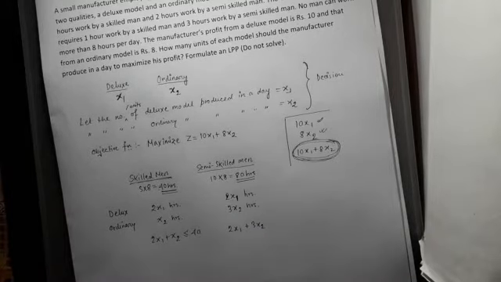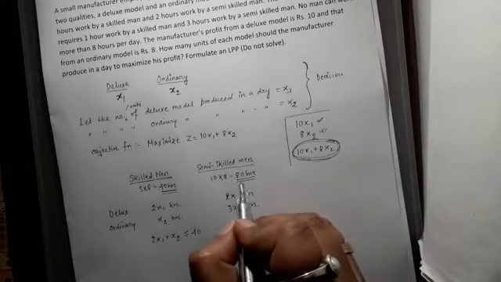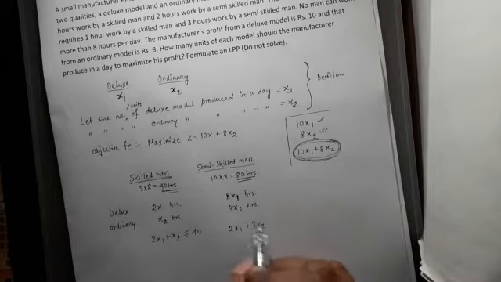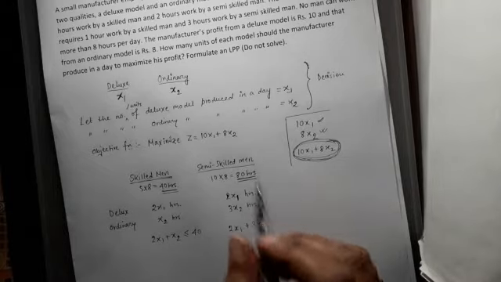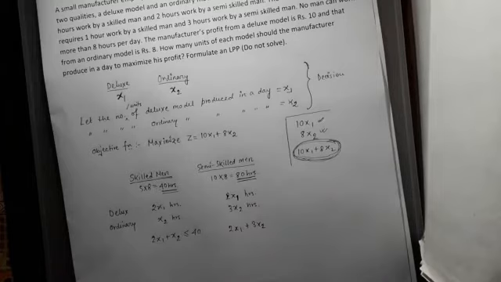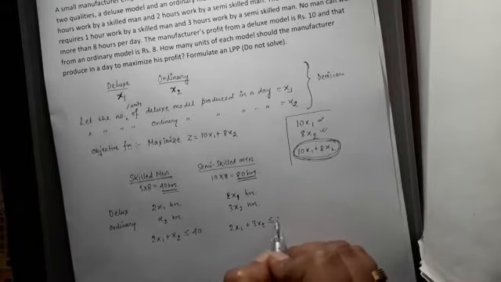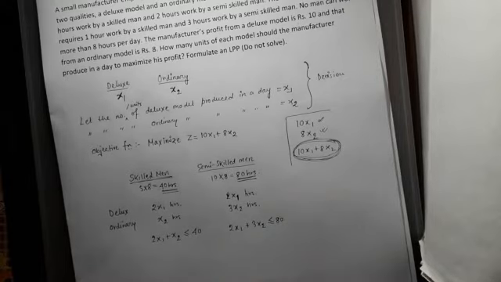Similarly, for the semi-skilled man, the maximum amount of time that you have in a day is 80 hours. This is the amount of time in a day that should be given to produce deluxe model and ordinary model. So this amount of time can be equal to 80, but it cannot go beyond 80. It may be less than 80 or it may be equal to 80. So these are the two constraints that we have.